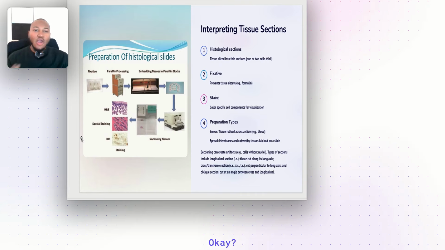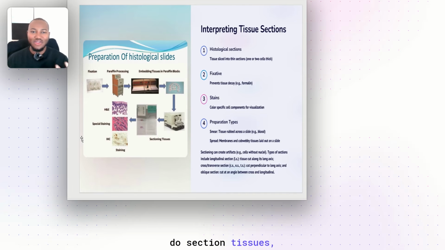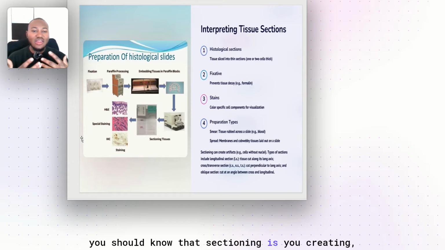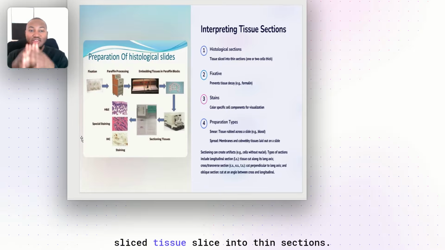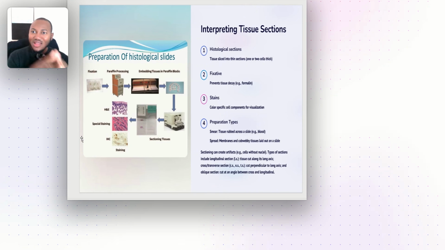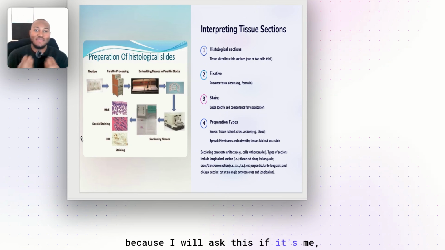Trust me. Okay, another thing you need to understand is how do you section tissues, right? How do you section tissues? First of all, you should know that sectioning is you taking tissue, a group of cells, cutting them, slicing them. Now, there is a way. First of all, histology sections are sliced, tissue sliced into thin sections. Thin sections. This is one question they can ask you because I will ask this if it's me.